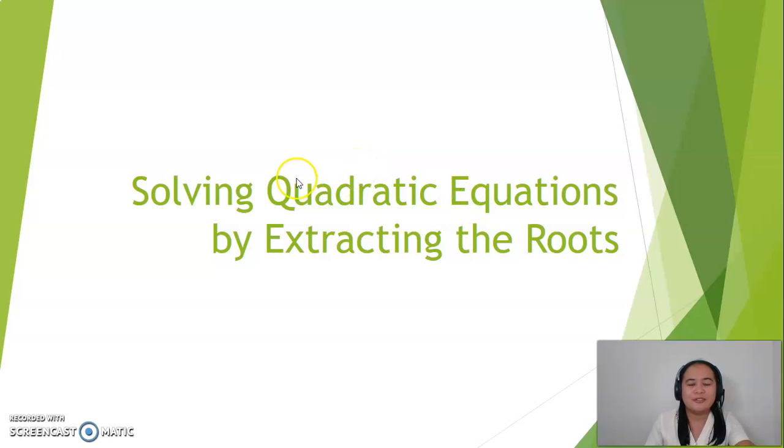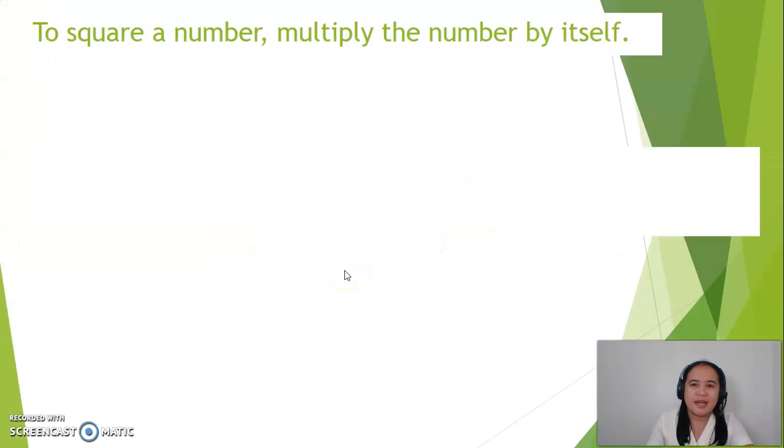Hello everyone. For today, we will have solving quadratic equations by extracting the roots. But before that, let's review first. To square a number means to multiply the number by itself. For example, if you're given 3 squared, it means 3 times 3 is equivalent to 9.